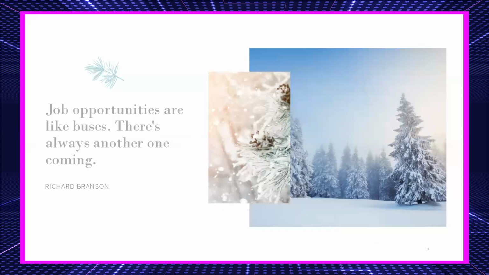Okay, so moving on to the last slide. Job opportunities are not like buses. There is always another one coming. As I said, if you miss a single opportunity, there are always plenty of opportunities. All we need to do is have the right information handy, be ready to give our best in those interviews, and we will get you ready for that.